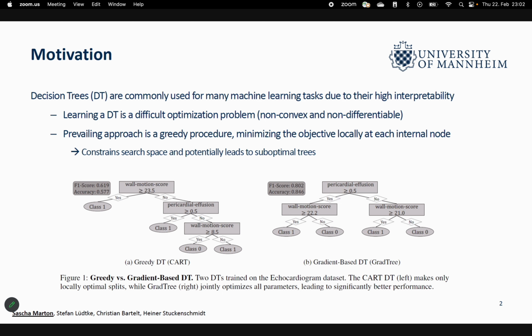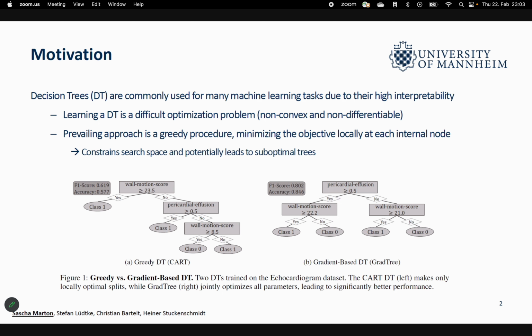The problem is that the wall motion score is still the locally optimal first split, which is why a decision tree with the greedy procedure will always start with this split. This means that the decision tree on the right is not contained in the search space of a greedy algorithm and therefore cannot be learned with it. So our idea is to learn decision trees with gradient descent by optimizing all tree parameters jointly, which overcomes these limitations. I just want to quickly note that we are learning decision trees for fixed depth and prune them afterwards, just so you don't get confused.